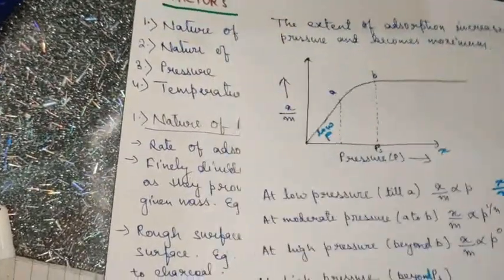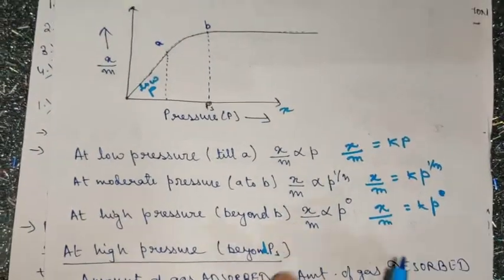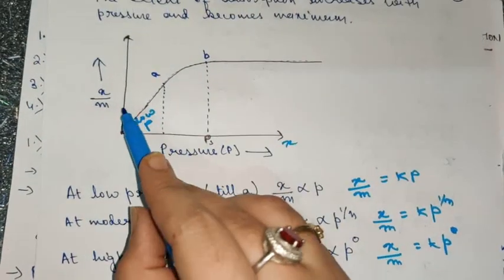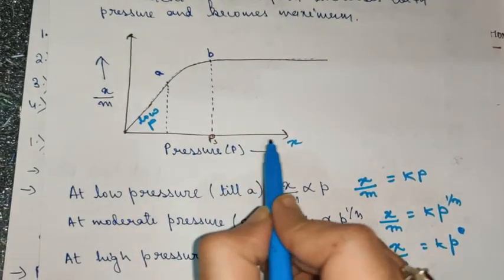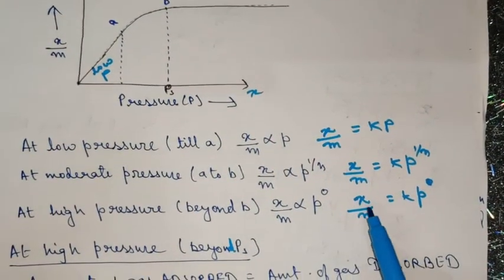And as you can see here, at higher pressure, that is beyond B, what is happening? This straight line indicates that the extent of adsorption is independent of pressure. That is why we are getting this straight line, and the relation can be written as x upon m equals k.